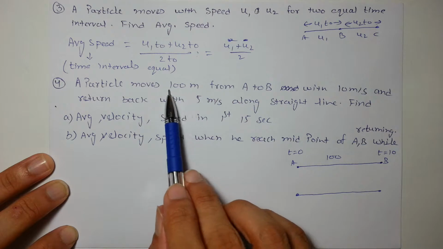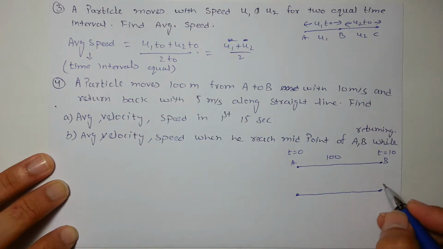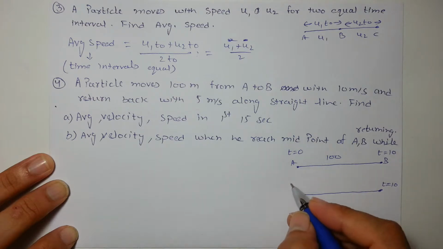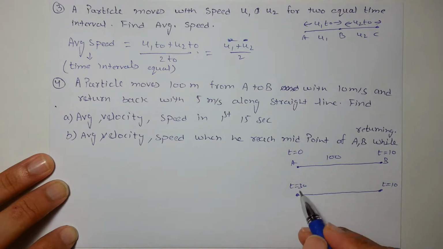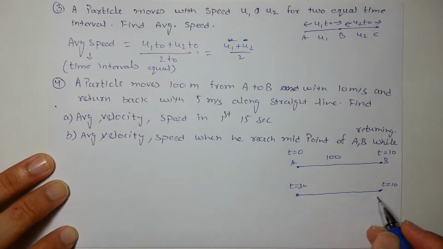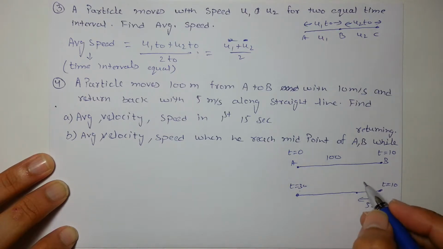So it returns back 100 meters with 5 meters per second. It will take a further 20 seconds, so it will return back at T equal to 30. The interval is 20, so it will return back at T equal to 30. 15 seconds means this interval will be 5 seconds. Because it is moving with 5 meters per second, it must have moved how much? 25 meters.